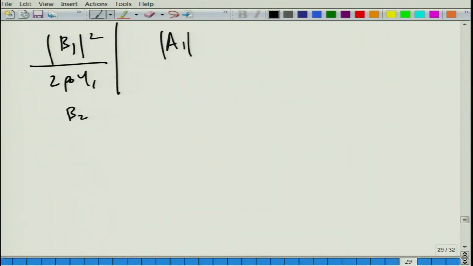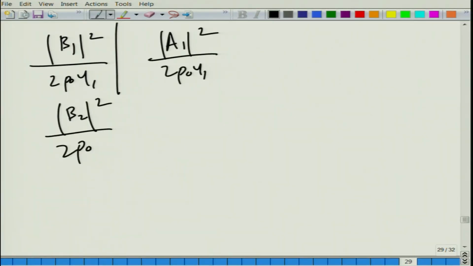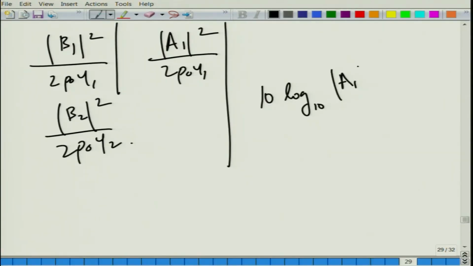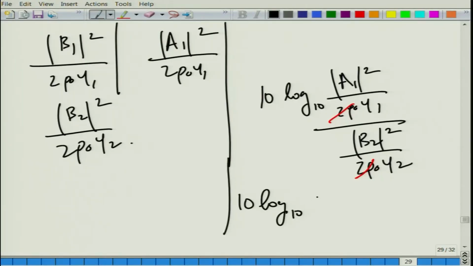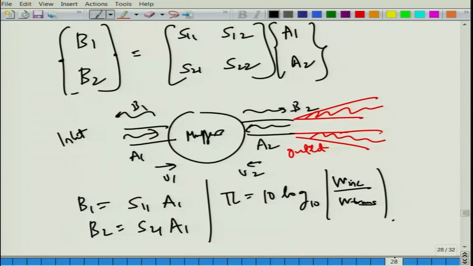The acoustic power that is incident is given by this thing. The one that is carried away in the anechoic termination is this thing; Y1 and Y2 can be different in general. So, 10 times log 10. Let us do some cancellation, and A1 is obviously known, B2 we could write in terms of S21.